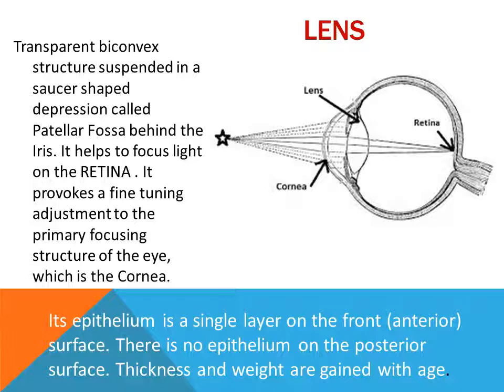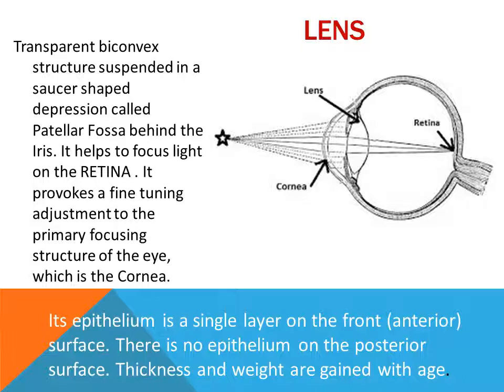Lens. It is a transparent biconvex structure suspended in a saucer-shaped depression called patellar fossa, which is behind the iris. It helps to focus light on the retina. It provides a fine-tuning adjustment to the primary focusing structure of the eye, which is the cornea.